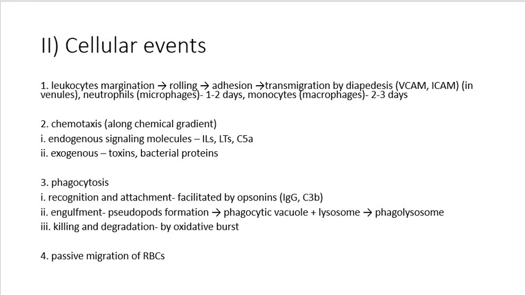Once these white blood cells reach the site of the inflammation, there is recognition and attachment. It's facilitated by opsonins. We've studied about this in physiology. And there is engulfment by pseudopod formation. There is a phagocytic vacuole, and then the lysosome fuses, and we have a phagolysosome, and then we have killing and degradation by oxidative burst. And there will be passive migration of red blood cells as well because of the permeability of the walls, but it's not like there is no contribution of this event to the inflammation as such.